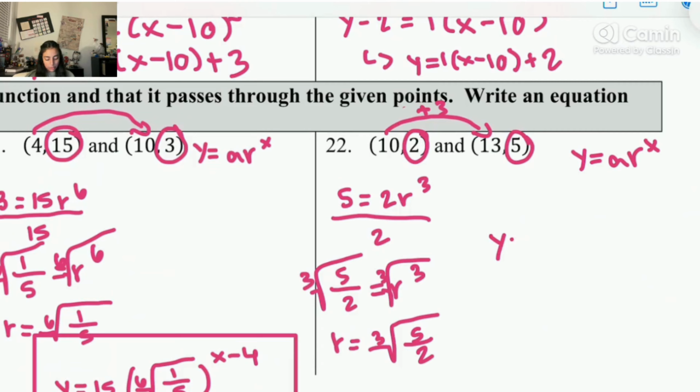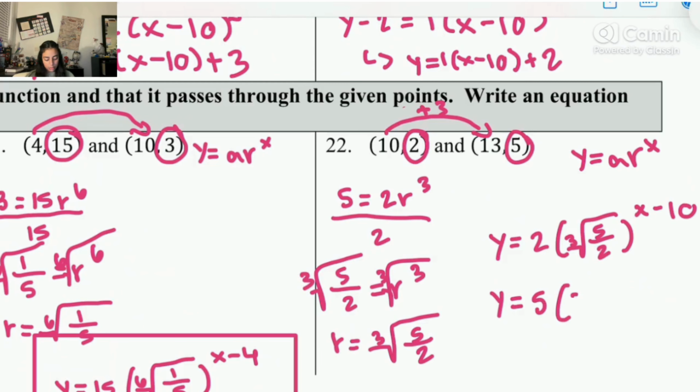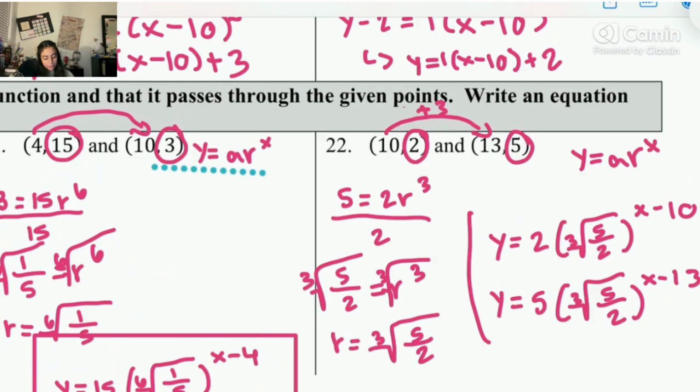Now we can plug it back into our final equation, so y equals 2 times the cube root of 5/2 to the power of x minus 10. Or you can write that as y equals 5 times the cube root of 5/2 to the power of x minus 13. Both would be right. And that'll be the end of our lesson today.